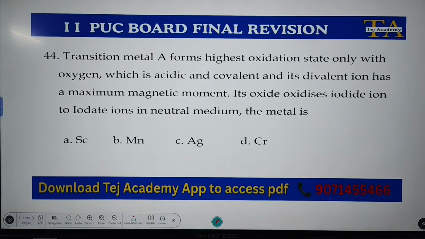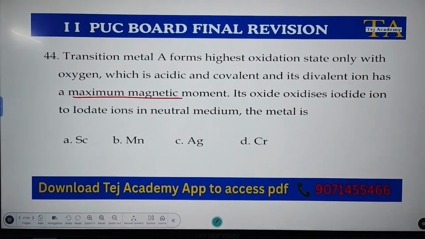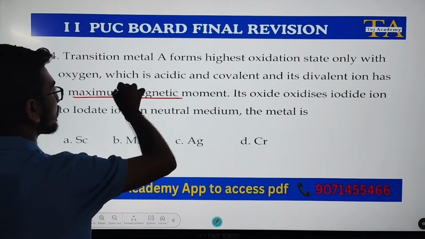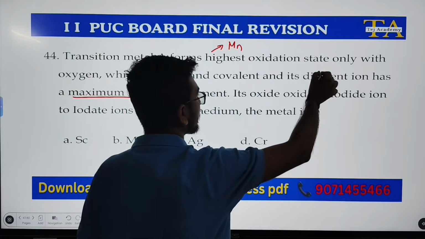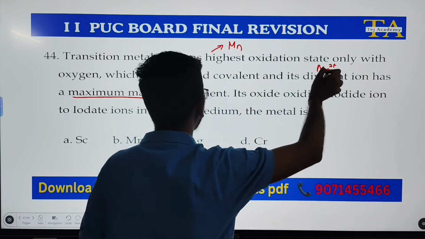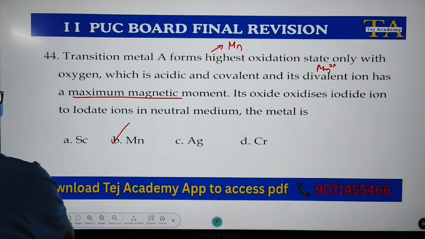The transition metal A forms highest oxidation state only with oxygen, which is acidic and covalent, and its divalent ion has maximum magnetic moment. It oxidizes iodide ion to iodate ion in neutral medium. The metal is... So they are telling transition metal A forms highest oxidation state. So we know which element has the highest oxidation state? Mn. So in the presence of Mn2 plus, it has maximum magnetic moment. So option B is the right answer.